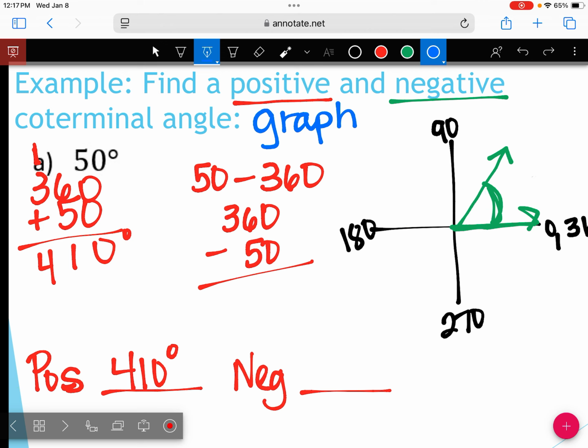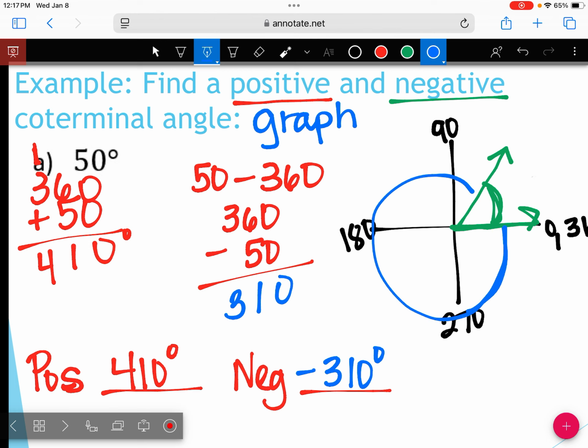All right, so now let's do 360 minus 50. So we got 0 minus 0, 6 minus 5, 1, bring down the 3. But that's a negative 310 degrees. So in other words, if I try to rotate this direction and I end here, that would be a negative 310 degree angle. So what we had to do, you have to do 3 things.